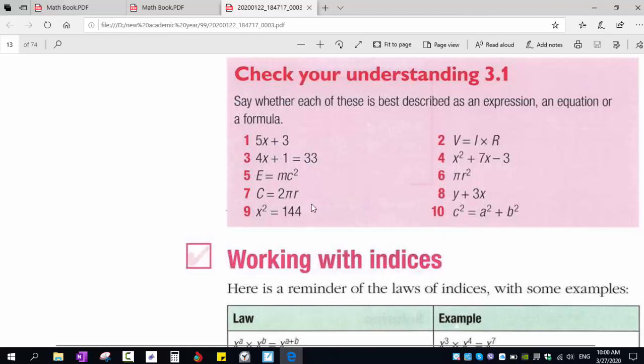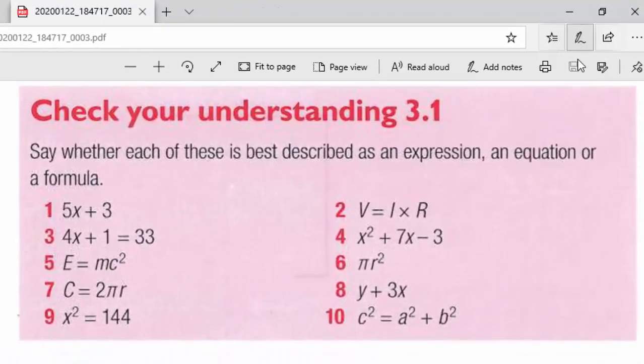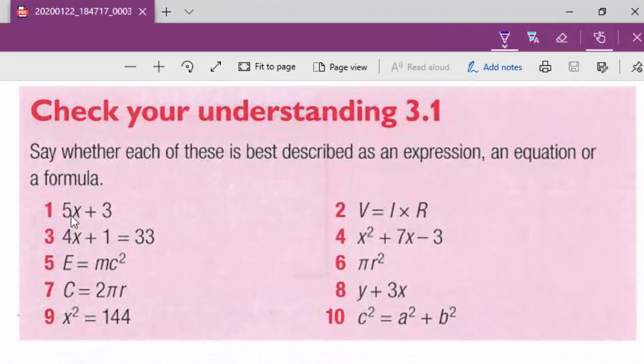This set of exercises says: say whether each of these is best described as an expression, equation, or formula. Simply, an expression has no equal sign in it. As you see here, 5x plus 3 doesn't have any equal, so this is an expression. V is equal to IR, so this one is a formula. This is the rule of finding something, so it's a formula. 4x plus 1 is 33, since we see equal here, so it's an equation.